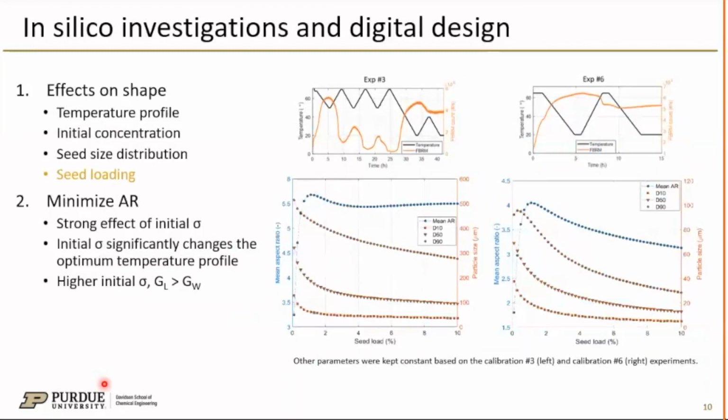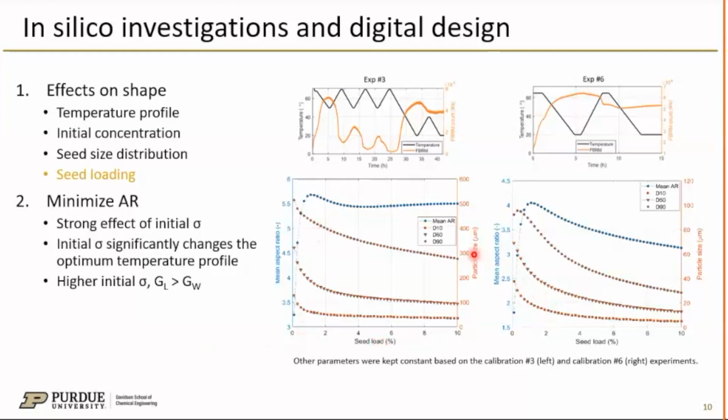First, we used the model to decide on the seed loading that will minimize the aspect ratio without decreasing the crystal size. We simulated 2 different scenarios that were modeled after the 2 calibration experiments with different temperature profiles as shown. For both experiments, it was demonstrated that the minimum aspect ratio with larger crystals could be obtained under 1% seed loading. The effects of temperature cycles on the crystal sizes could also be captured well.